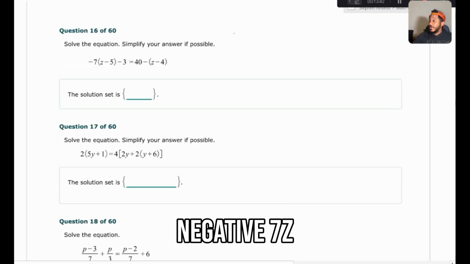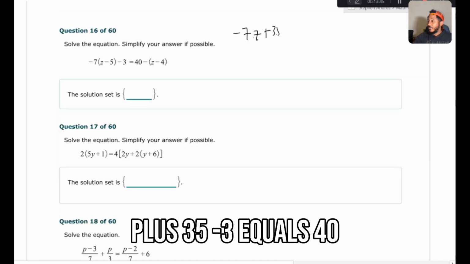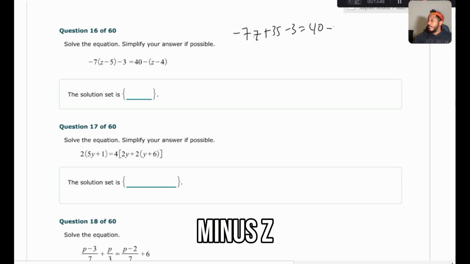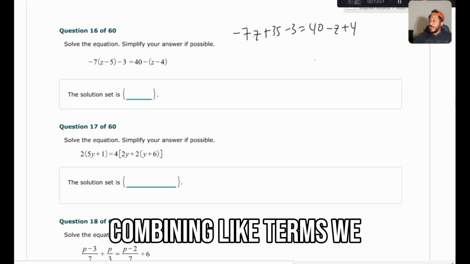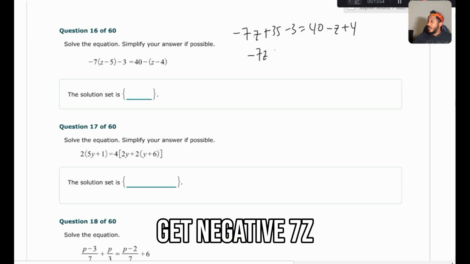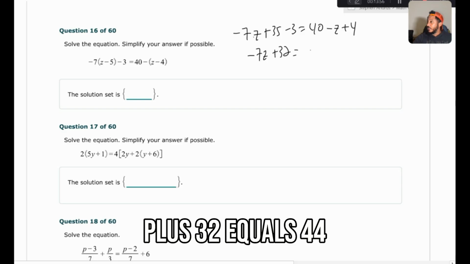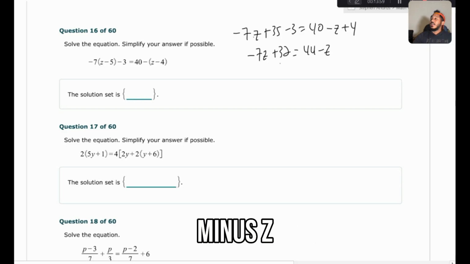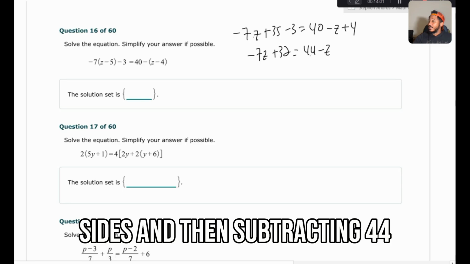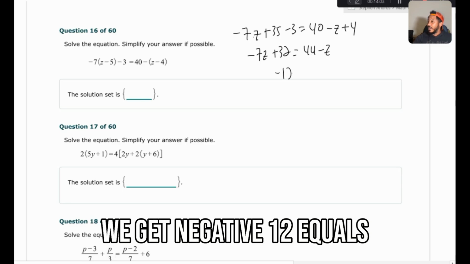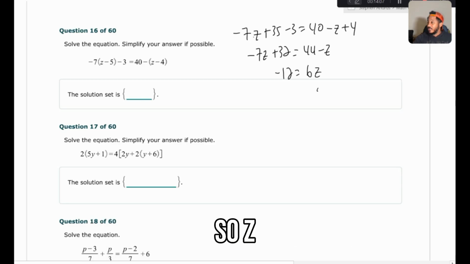So distributing, we get negative 7z plus 35 minus 3 equals 40 minus z plus 4. Combining like terms, we get negative 7z plus 32 equals 44 minus z. Adding 7z to both sides and then subtracting 44, we get negative 12 equals 6z. So z equals negative 2.